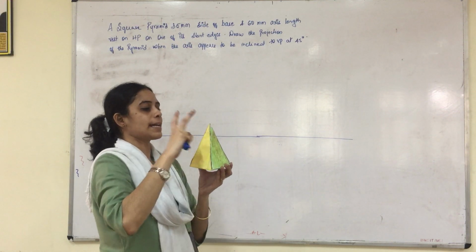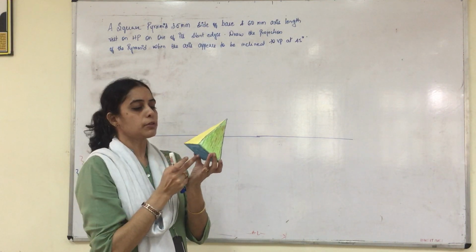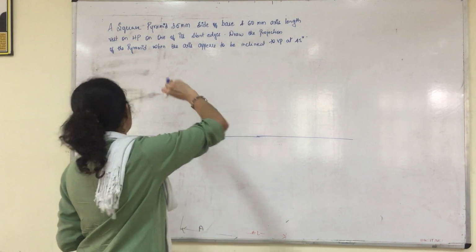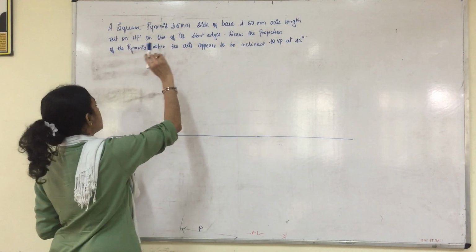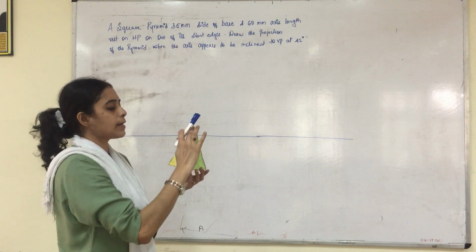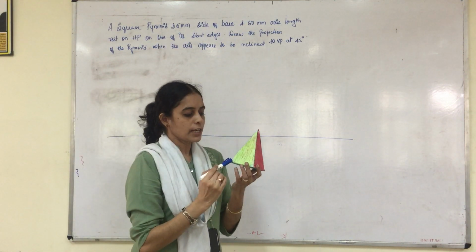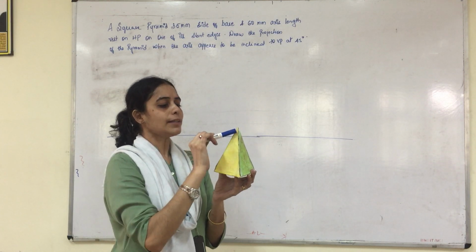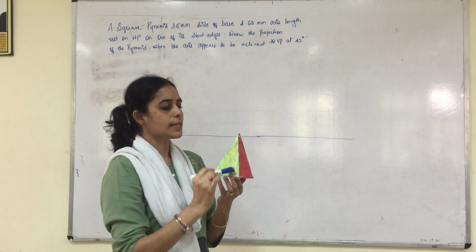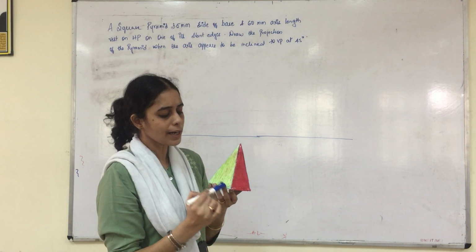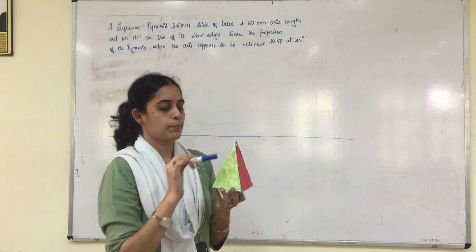So this is the vertical axis. From the top to the bottom, the vertical axis is around 60 mm. It is resting on HP on one of its slant edges. So these are our slant edges, and these are the base edges or the smaller edges. All these longer edges are called slant edges because they are inclined from the corner of the base to our apex.